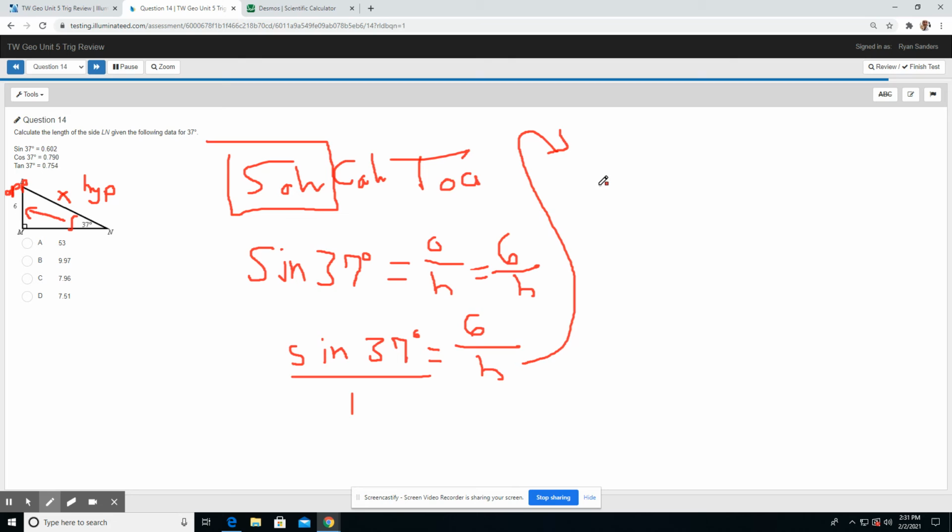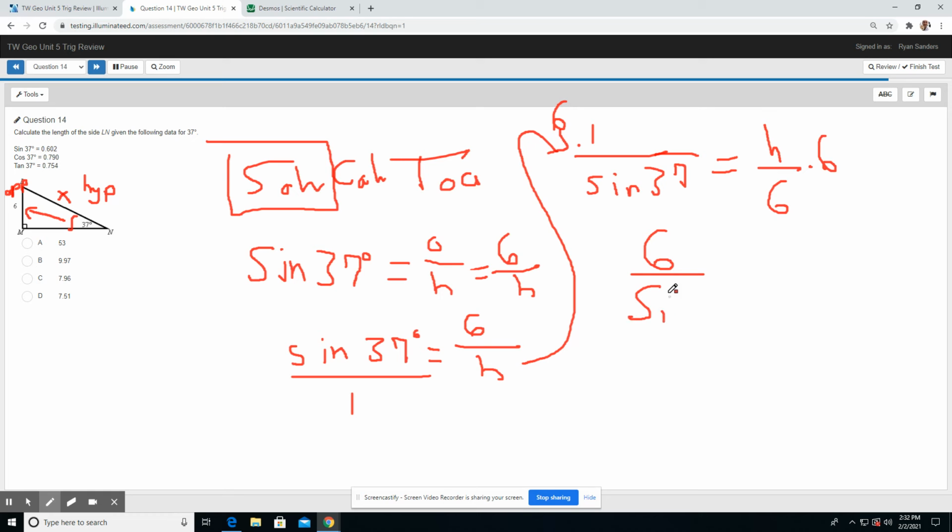Kind of changing up my methods each time. 1 over sine of 37 equals H over 6. Multiply by 6. 6 over sine of 37 equals H. And then we'll calculate. Oh, there it is right there. Sine of 37. So we want to approximate H is approximately equal to 6 over sine of 37, which is 0.602.